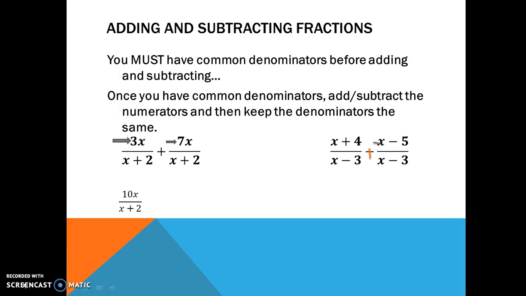And I'm going to change the x to negative and the negative 5 to a positive 5. Now when I combine like terms, x and negative x gives me 0 x's, so I don't have to write that. And then 4 plus 5 gives me 9. So my final answer is going to be 9 over x minus 3. Alright?